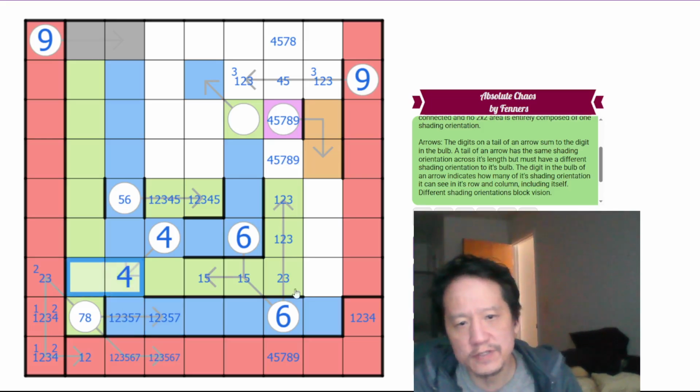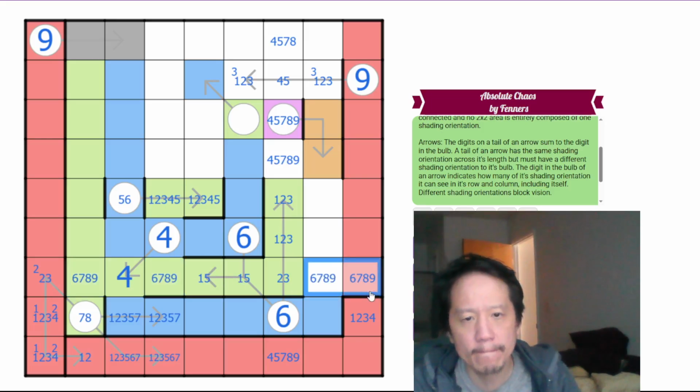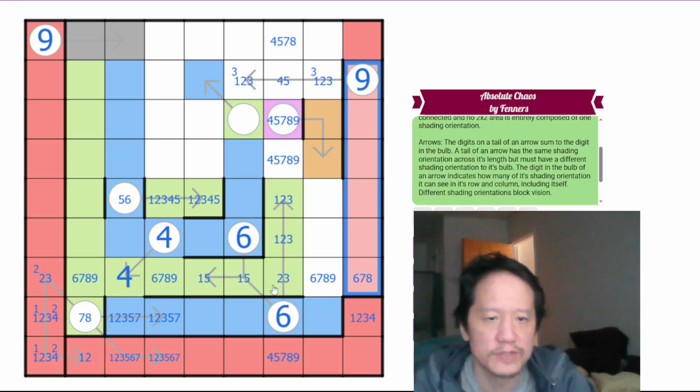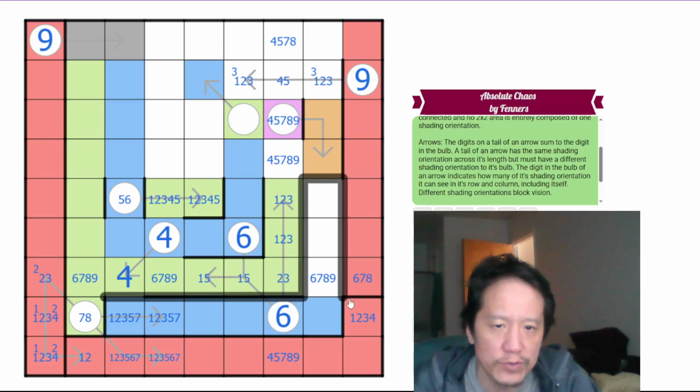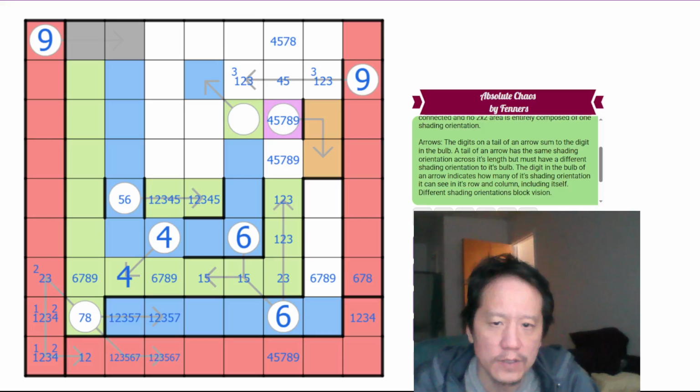The rest of this is 6, 7, 8, 9. This can't be 9 though because of this 9. This blue has to form a region here, so this becomes all blue. Therefore, it must connect out here, which means this is blue. So this is not orange.